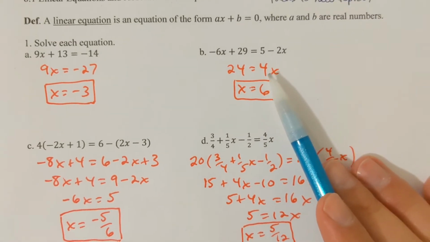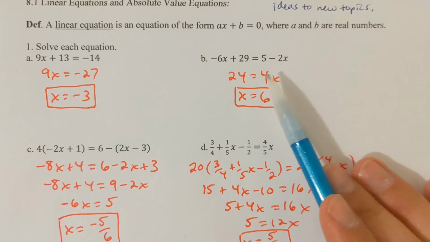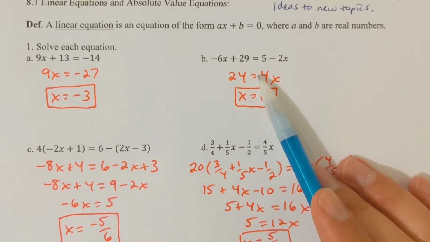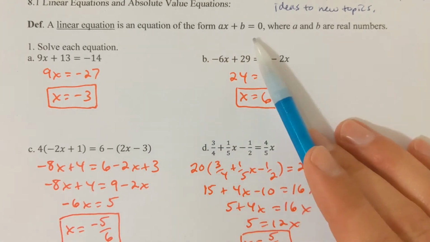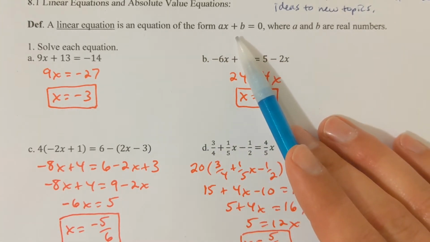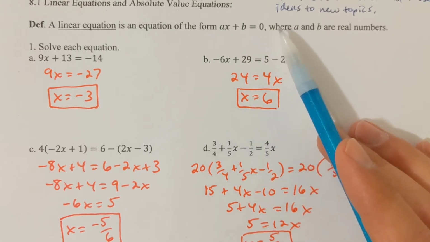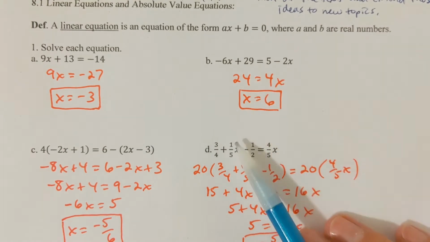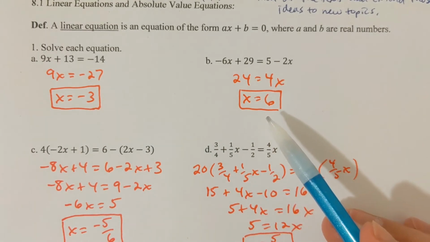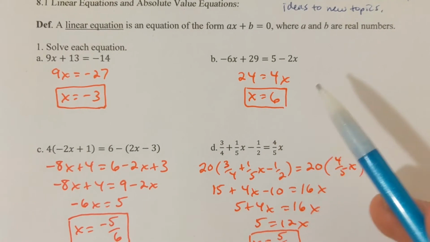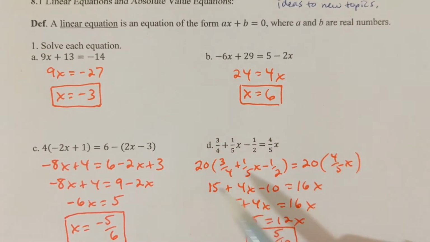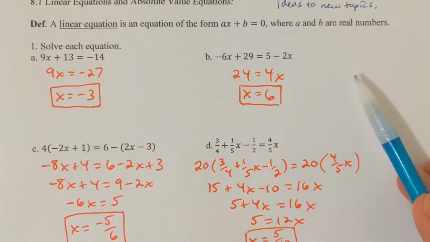Here's another example, okay? I want to solve for x. Now, before I do that, notice how in the definition, a linear equation is an equation that can be written in the form ax plus b equals 0. I'm not writing these equations in that form, okay? I could if I wanted to, we're not doing that, we're solving the equation, but the point is that we can still call these linear equations, okay?